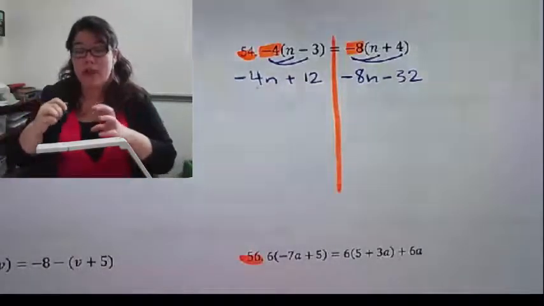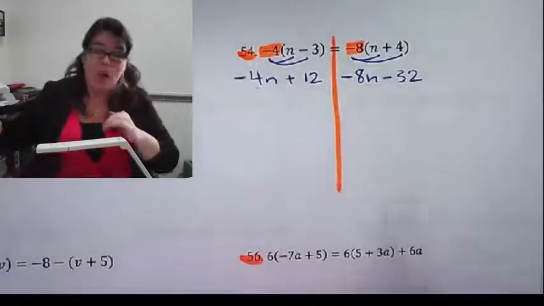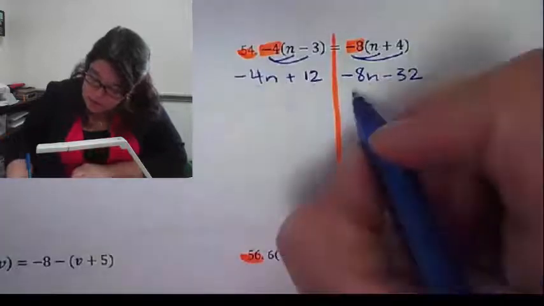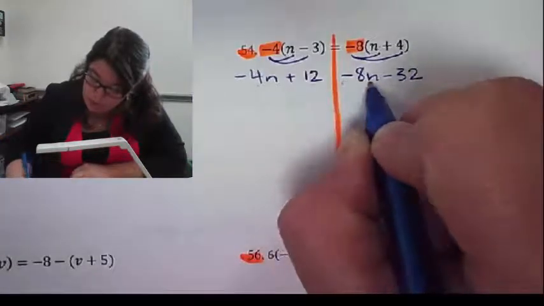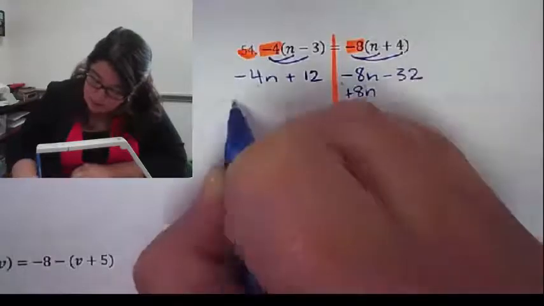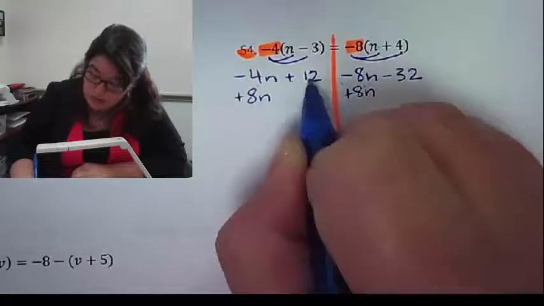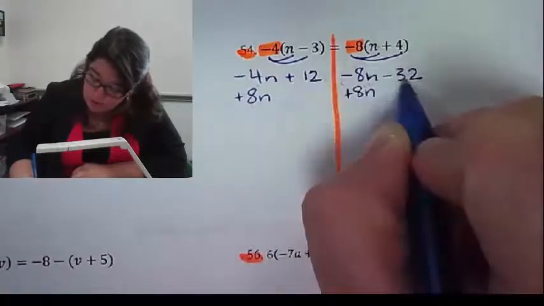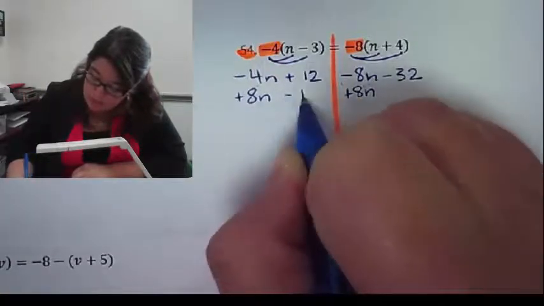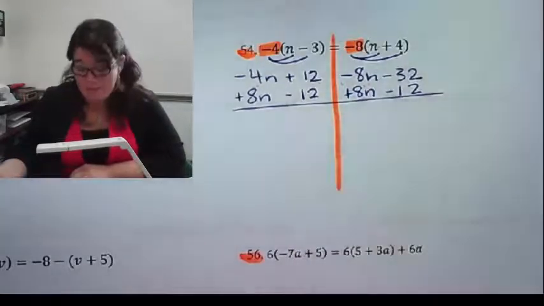So I'm going to move things around so I have variables on the left, constants on the right. I want this variable term to move. So instead of -8n, I'm going to use +8n. I want to move it over here. And I want this constant term, because it doesn't have a variable, to move over to the right. So instead of +12, I'm going to do -12. All right. Let's see what we got.